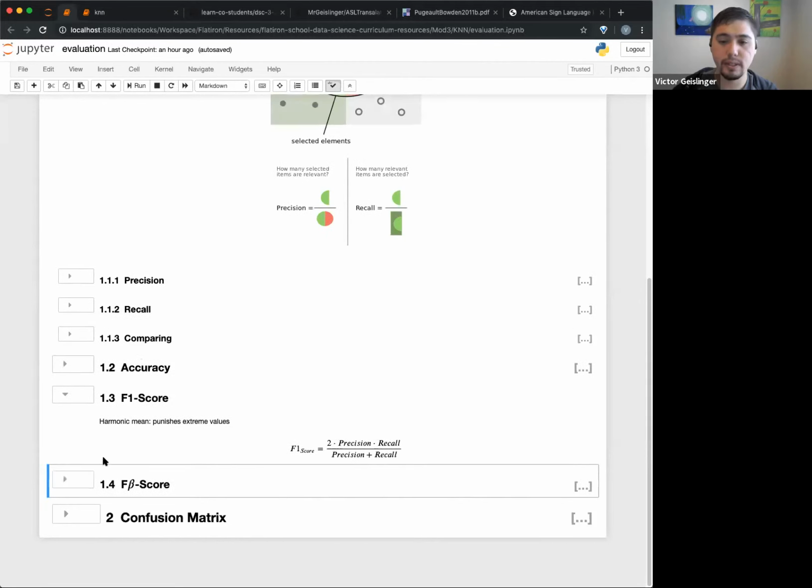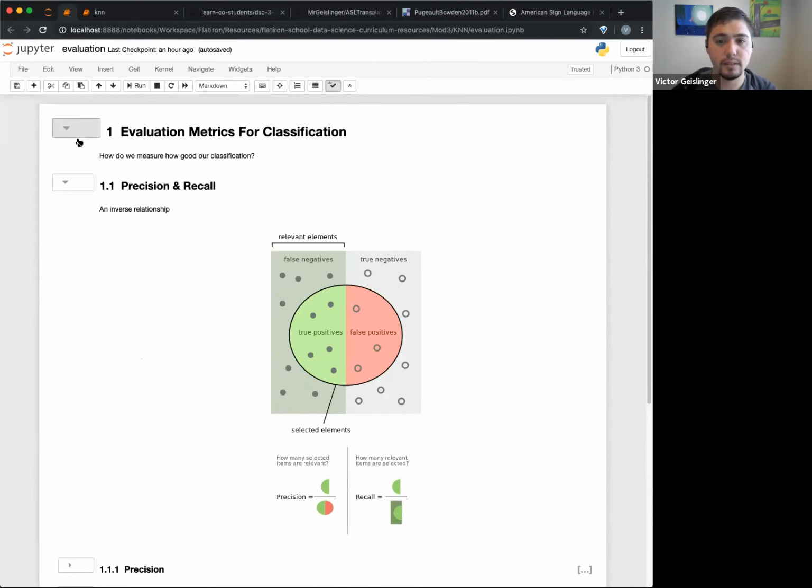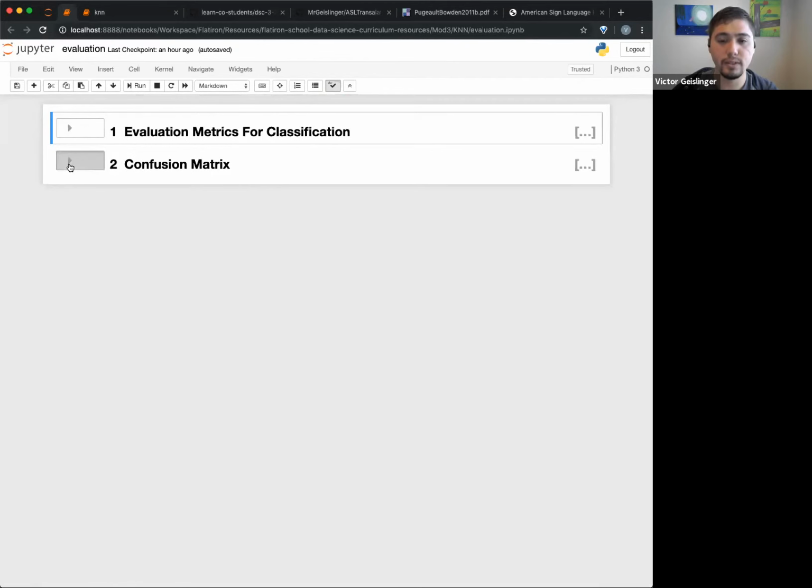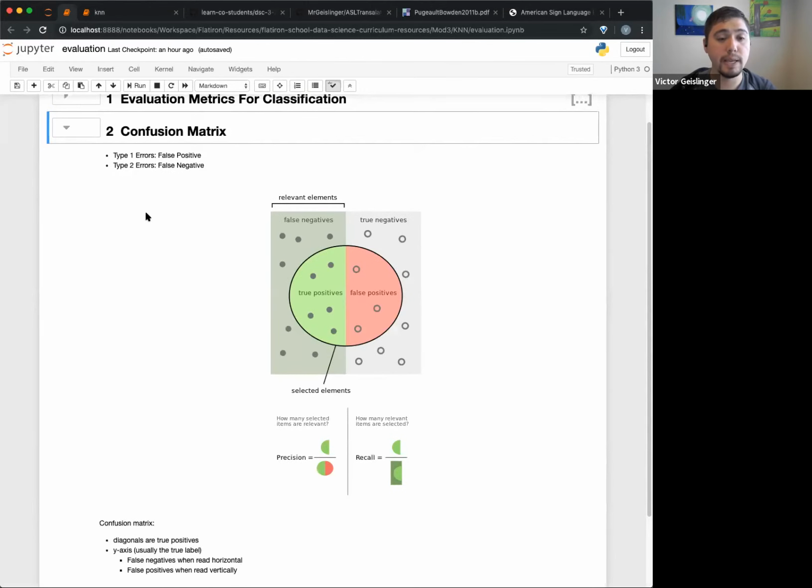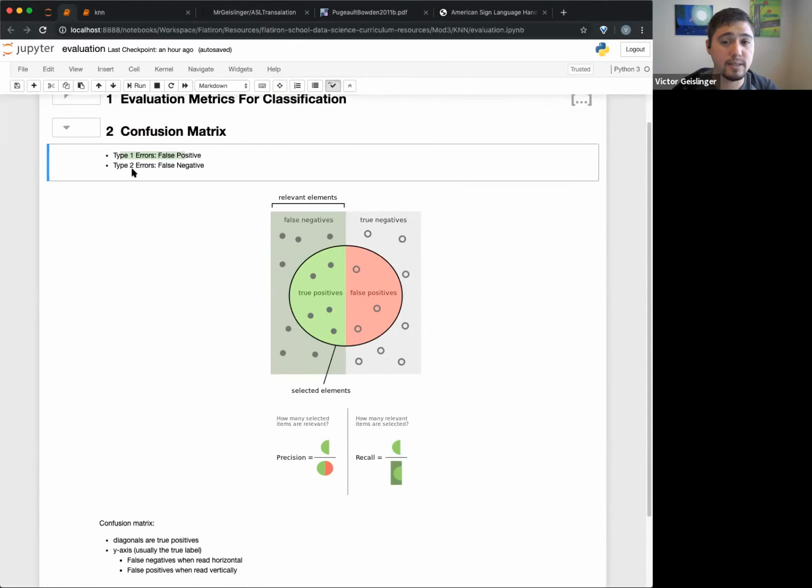And this will lead us to confusion matrices. All right, so confusion matrix. It comes down to the fact that with confusion matrices, and you'll see this a lot, you will see type 1 errors and type 2 errors, basically false positives, okay?